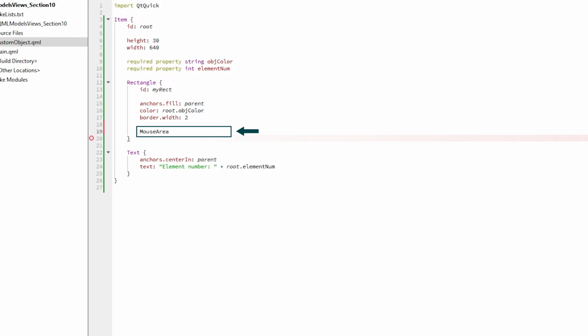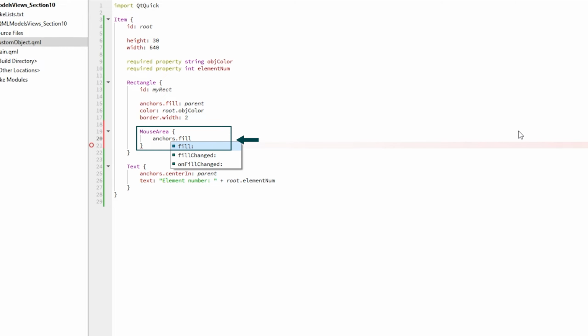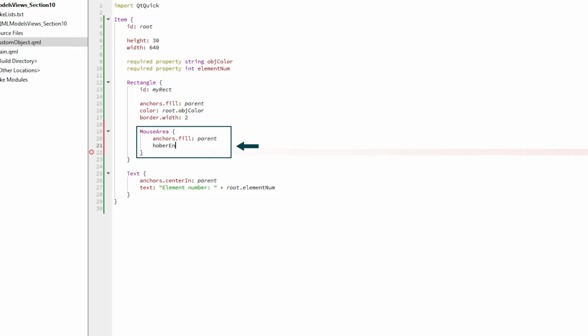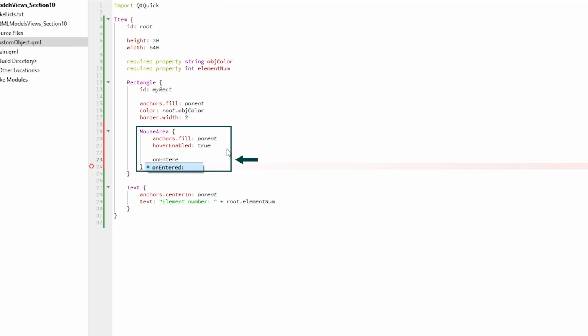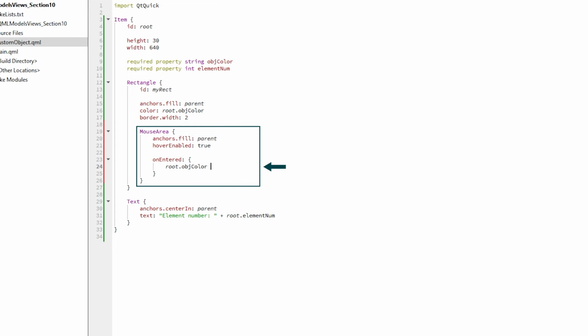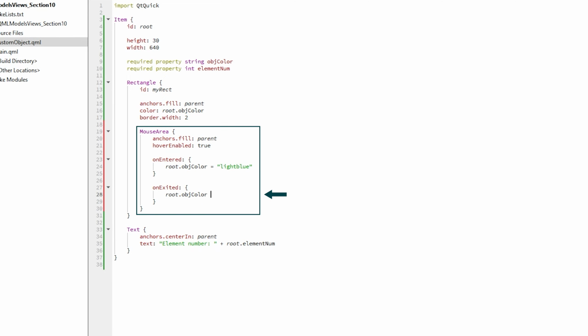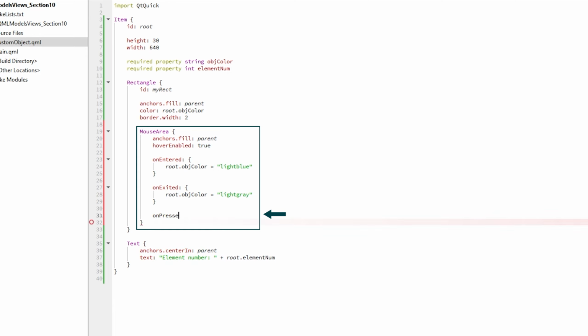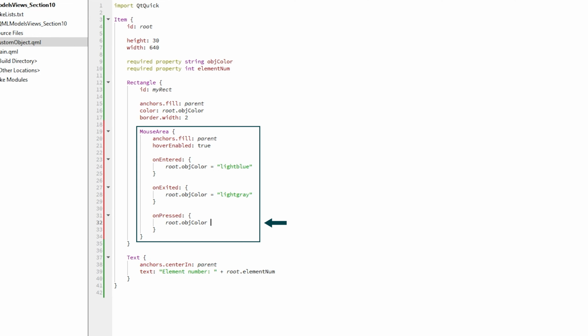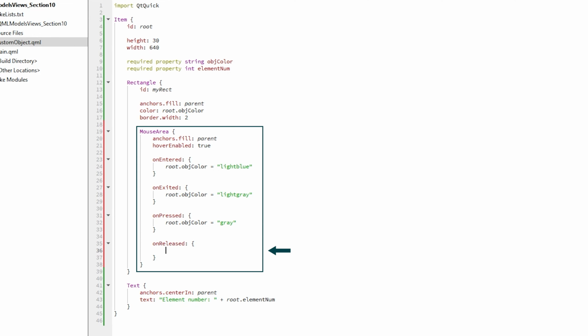Next, we will add a MouseArea to the rectangle, which will modify the color of the rectangle based on our interactions with it with the mouse. With that done, our custom object is complete.